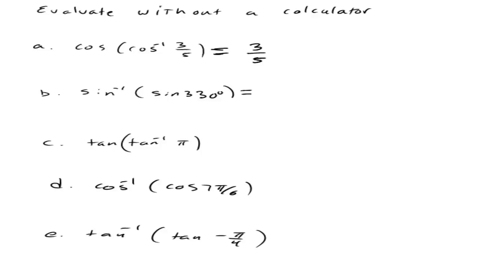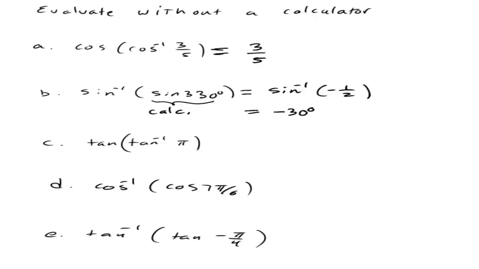Now for b, if I want to find the sine inverse of the sine of 330, the problem is that 330 degrees is not between minus pi over 2 and pi over 2, as in the properties. So what we have to do first is calculate the sine of 330. The sine of 330 is going to be negative a half. Then we take the inverse of that number. The sine inverse of negative a half is going to be negative 30 degrees.